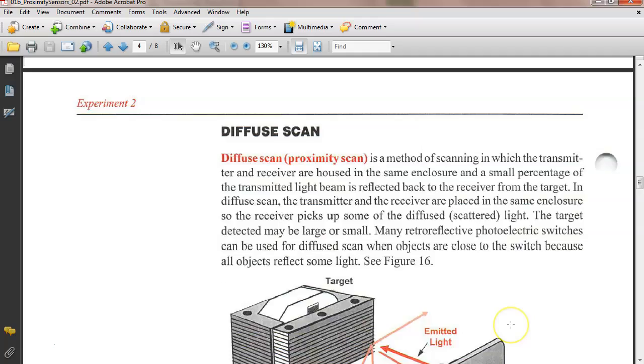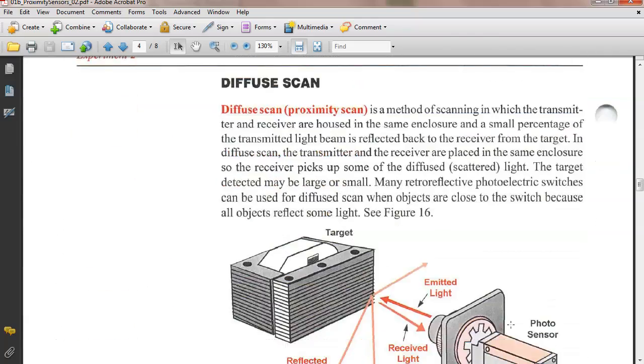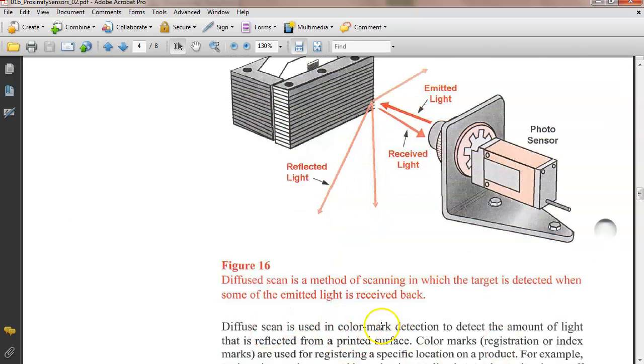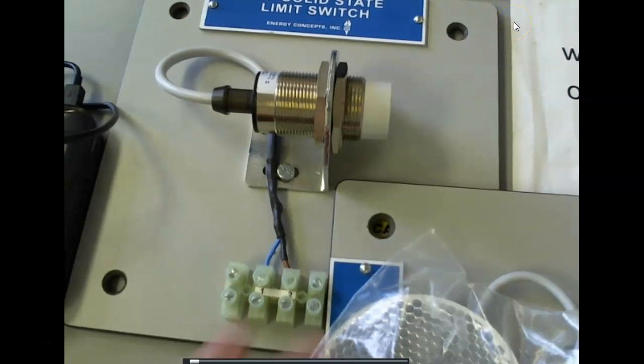And by the way, a retroreflective usually can be used as a diffuse. So we'll use ours. A retroreflective usually can be used as a diffuse. You just don't put the reflector, but you'll find out the range is going to be a lot shorter. The one that has the longest range, by the way, is through the beam, right? Because you don't have to send light both ways, and you're not depending on reflected light.